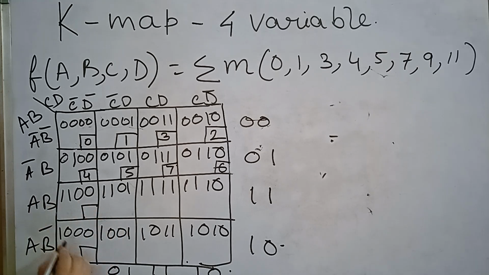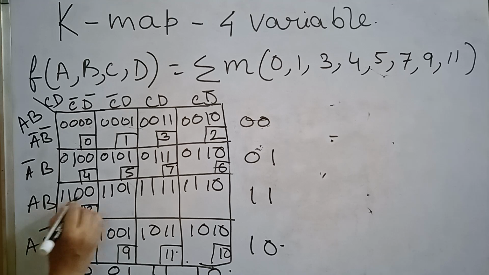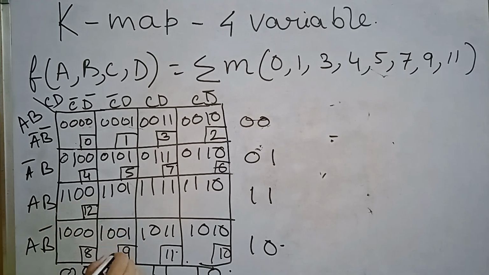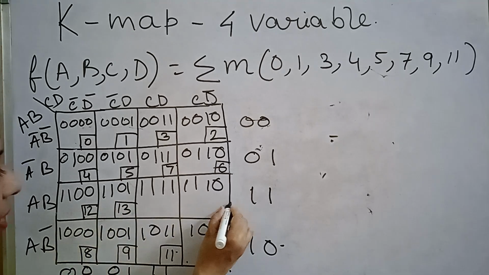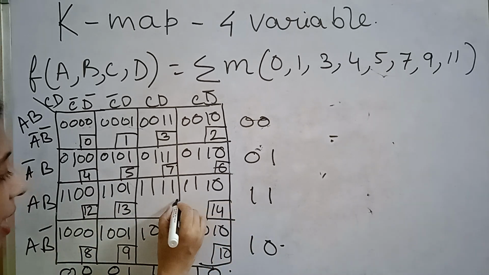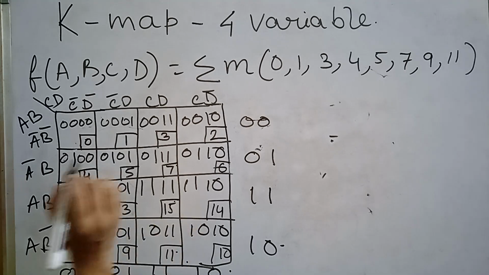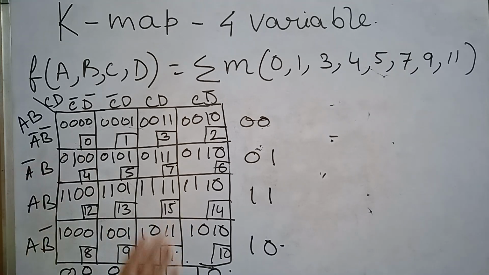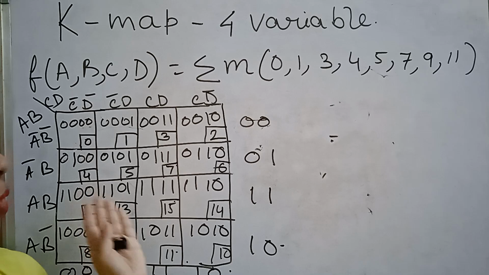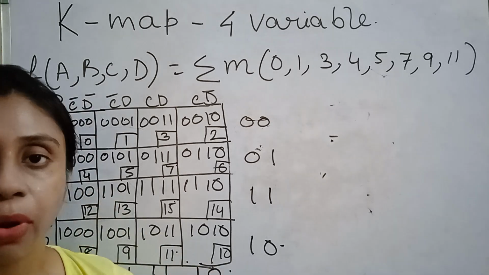First we do this one. 1, 0, 0, 0 is 8. This is 9. This is 10. This is 11. This will be 12. 1, 1, 0, 0 means decimal equivalent of 12. So this is box number 12. 13. This is 14 and this one is 15. So these are the boxes of a 4 variable Kmap, that is a 16 box Kmap.